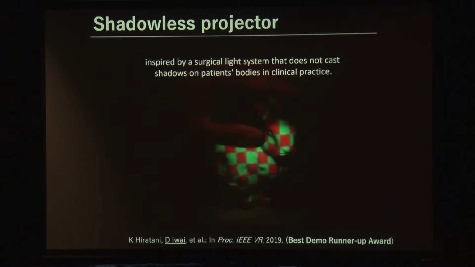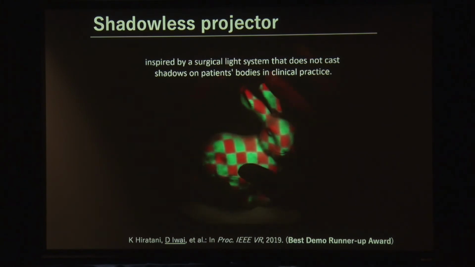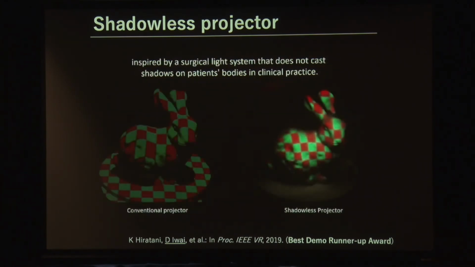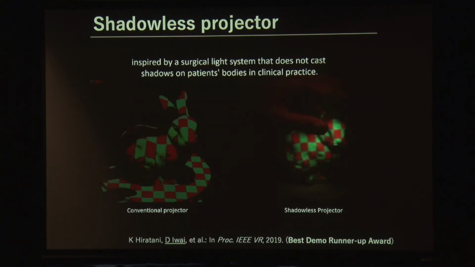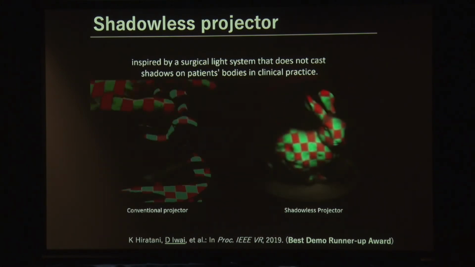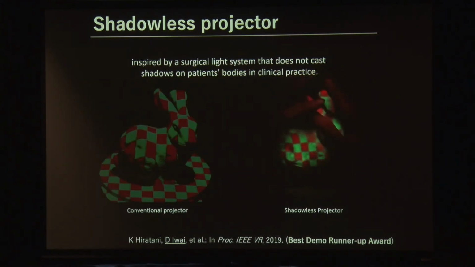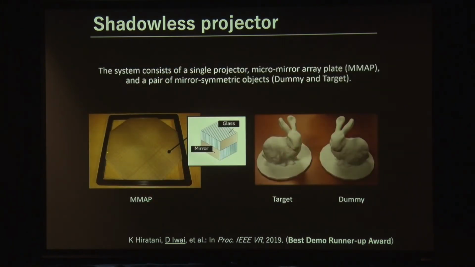So even when you cover this object like this, you can still see the projected image on the object. You can compare it with a normal projection mapping in this case. I think this shadowless system provides a more natural impression.